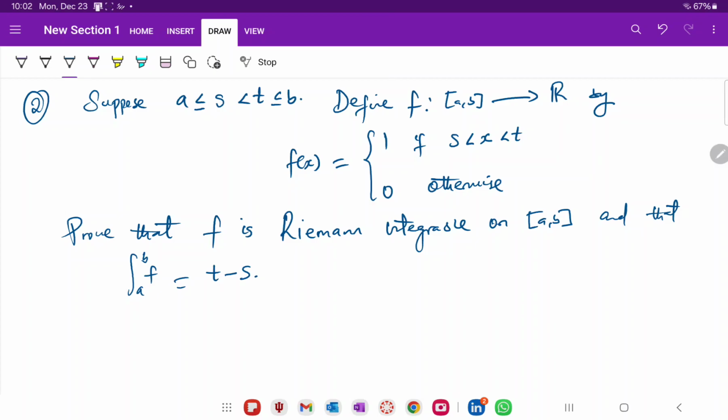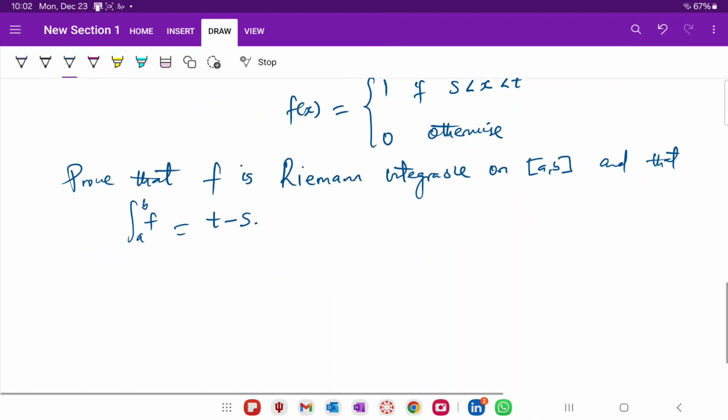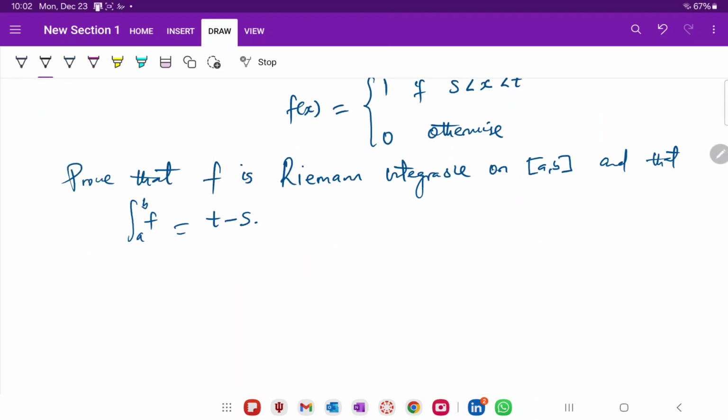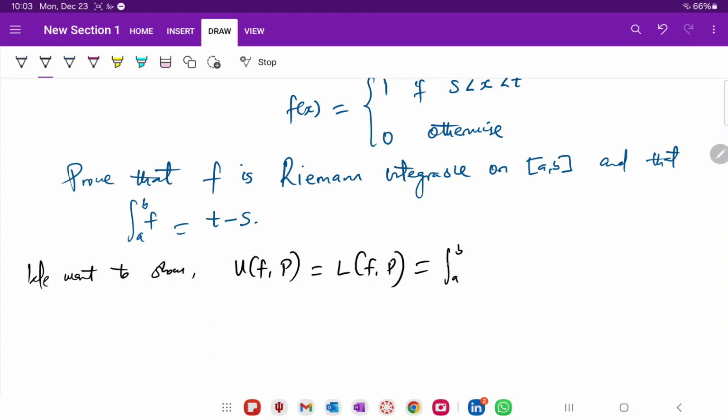So we know from our previous video that a function f is Riemann integrable if the upper Riemann integral equals the lower Riemann integral. In other words, we want to show that the upper Riemann integral equals the lower Riemann integral, and this equals the integral from a to b of f, which equals t minus x. So let's take it one after the other.